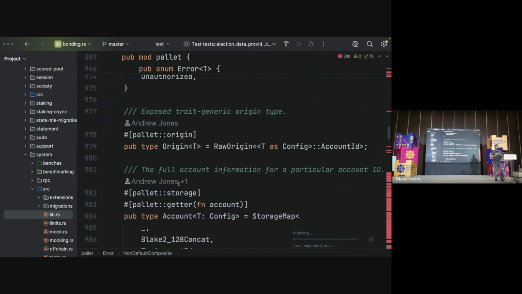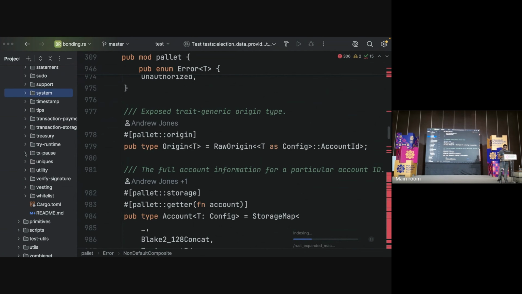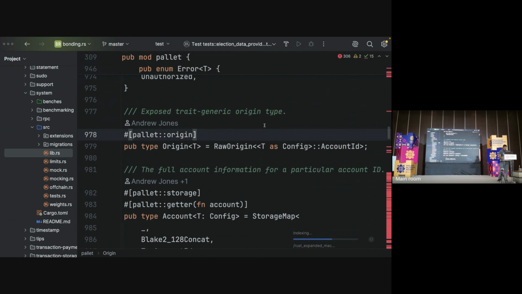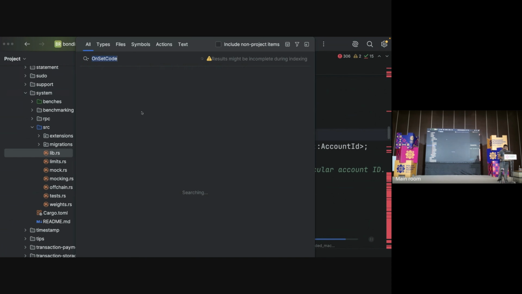Which pallet should I go to next? Balances? Balances? Assets. Actually, I would like to show you something else first and then move to balances, just quickly. Oh man, nothing is working.